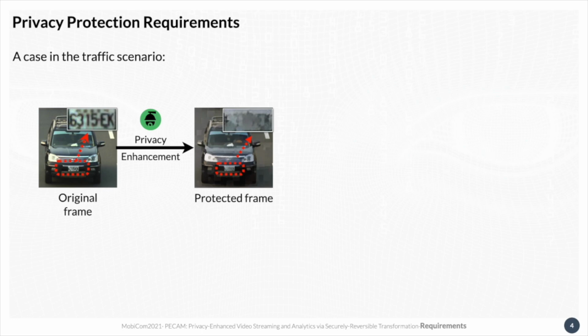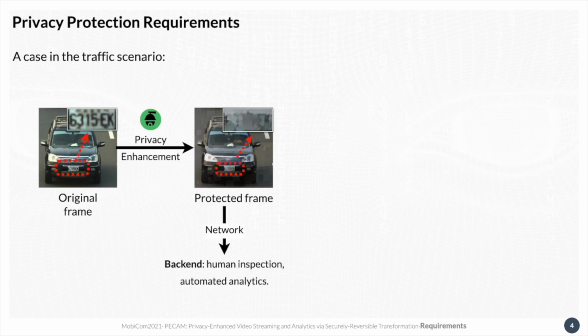Here, we take the traffic monitoring scene as an example to explain the privacy protection requirements in the video streaming and analysis system. The leftmost video frame is the road video frame captured by the front-end camera. We can see that the video frame contains both the vehicle and license plate information. An ideal video privacy protection method should be able to erase all private information in the video frame in real time, such as the license plate number.